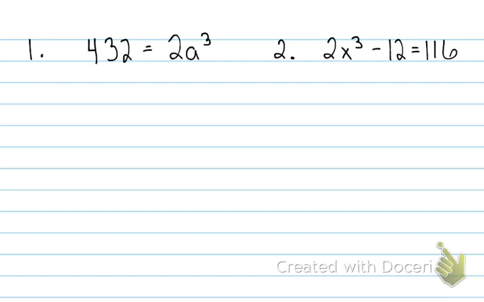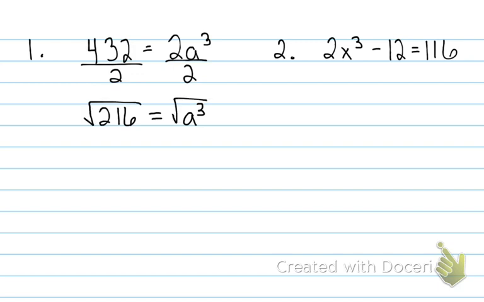Let's see. Anthony, what did you do first on number 1? Yeah, divide by 2 both sides, and you get 216 equals a to the third. And then Trey, what did you do to solve for a? Cube, yeah, very good. Cube root it, and you get 6. All right, anybody get 6? Did you guys get 6?